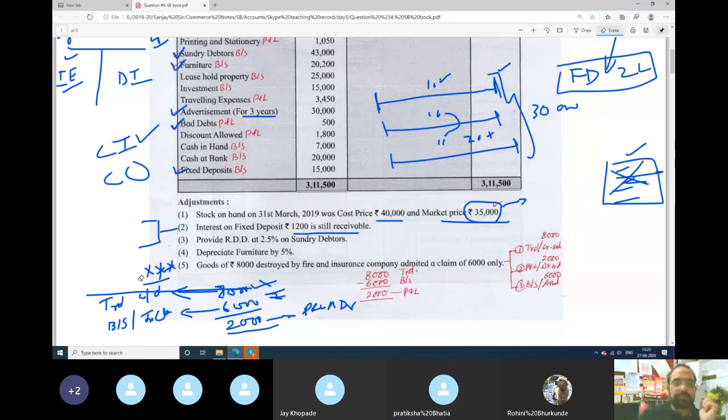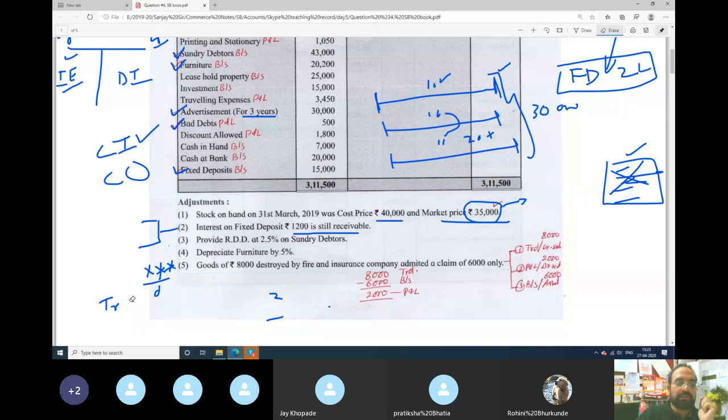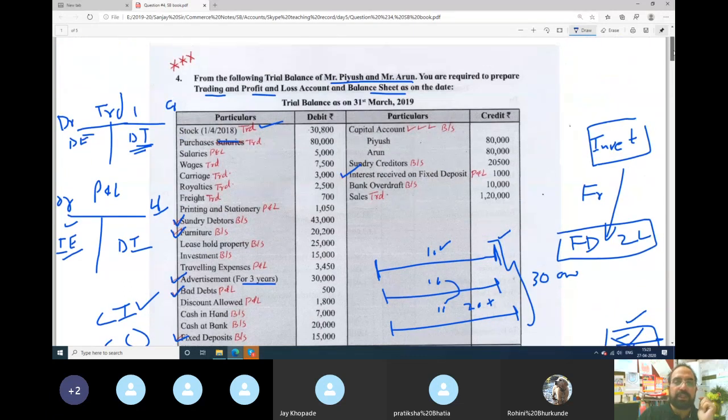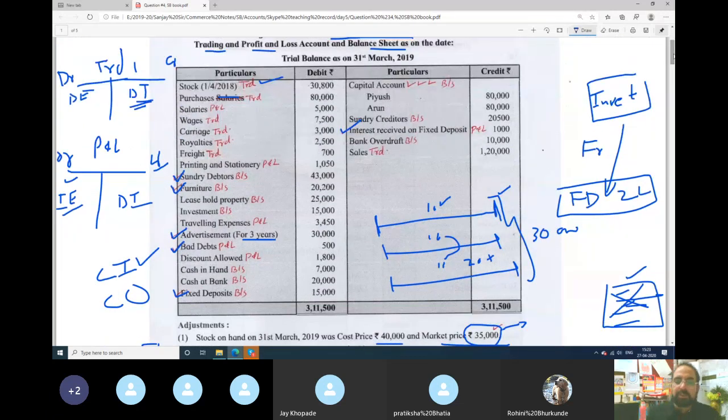Now see guys, I will get back to this point again. Now here, which point we need to tick? Do we need to tick anywhere for this, like goods of 8,000 destroyed by fire? Nowhere. No tick will come anywhere. Okay. Now let's start solving this illustration and then you will understand better. Let's start one by one.